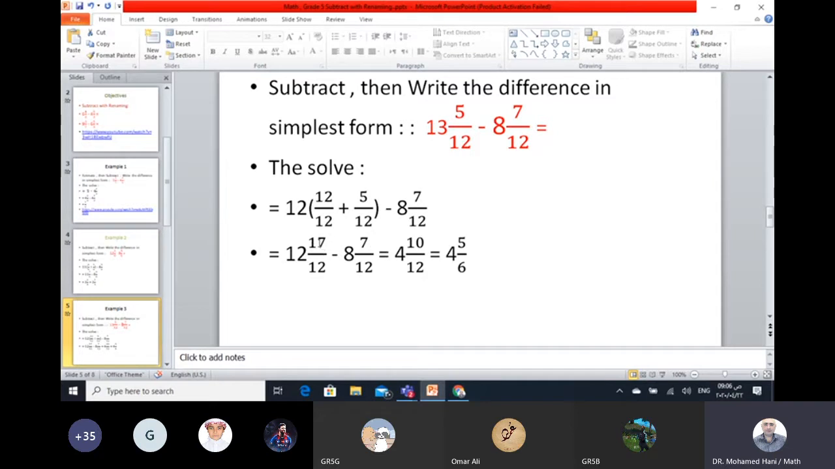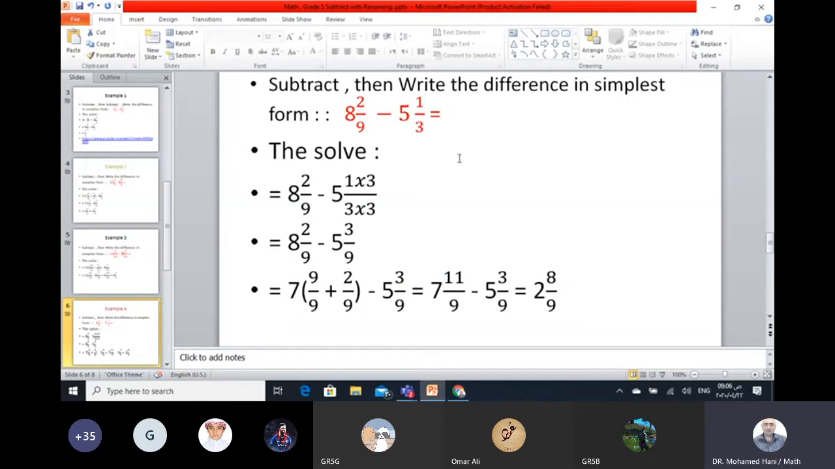Now the operation is possible: 17 minus 7 will be 10 over the same denominator. Now 12 minus 8 will be 4. As you see here, we can do the simplest form. The GCF of 10 and 12 is 2. So divide by 2 up, divide by 2 down. 10 divided by 2 will be 5, and 12 divided by 2 will be 6. So the last answer will be 4 and 5 over 6.